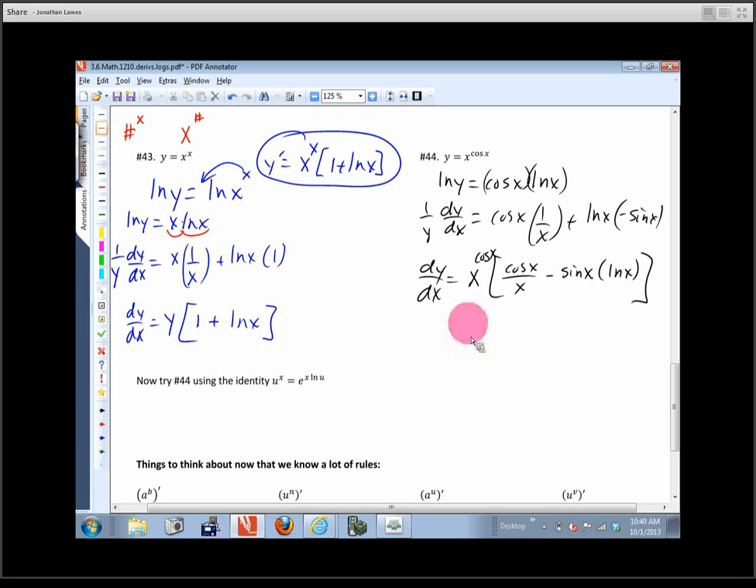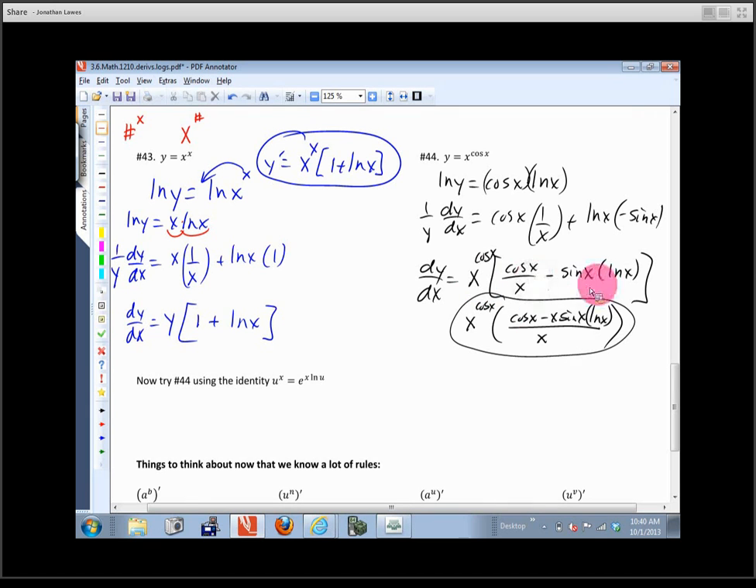I suppose you could do this, x to the cosine of x, and then here, let's get a common denominator. Let's put everything over x. So this would be the cosine of x minus x sine x ln x. Again, make sure it's clear what we're taking the sine of or the ln of. That would be okay there.